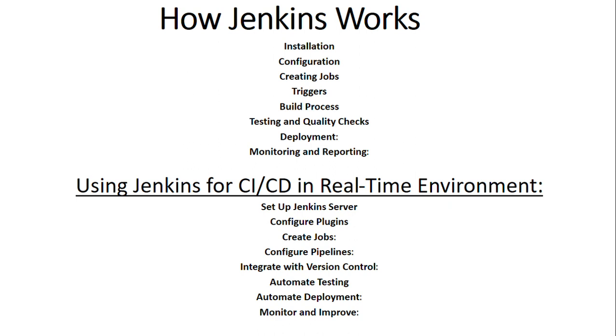Then automate testing, meaning integrate Jenkins with testing frameworks and tools to automate testing as part of the CI/CD pipeline. Configure Jenkins to run unit tests, integration tests, and other types of tests automatically. Then automate the deployment, meaning set up Jenkins to deploy the build artifact to a target environment, for example staging or production, automatically after a successful build and test. Then monitor and improve. Monitor Jenkins builds, deployments, and pipeline performance regularly. Analyze the build logs, test results, and deployment status to identify areas for improvement and optimization.